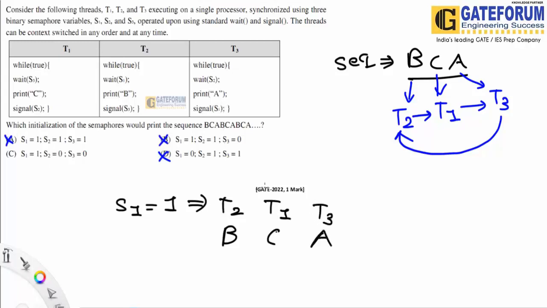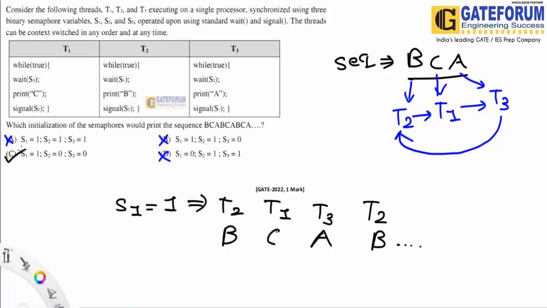After this, T3 will make S1 equal to 1. Again S1 is 1, so it will go to T2 again and print, and this process continues in a loop. So T2 increments the value of S3, T1 increments the value of S2, and T3 increments the value of S1 again. This is circular. So our answer would be very easily this.